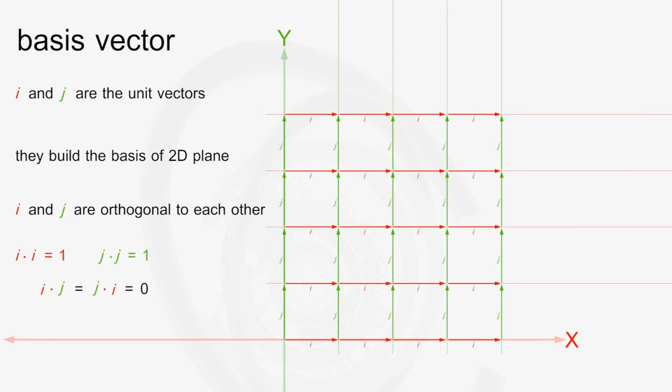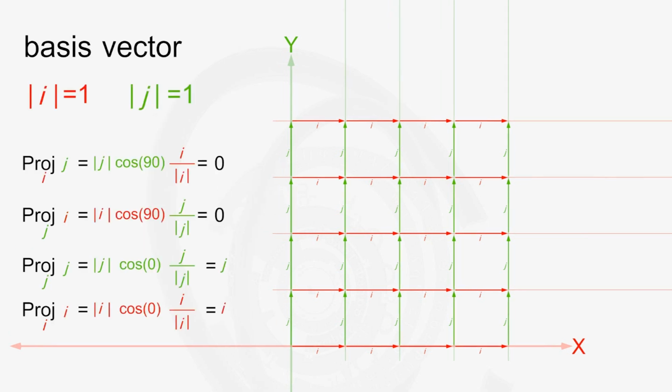And orthogonality will always ensure that i.j and j.i will always be 0. And also remember that the amplitudes of these unit vectors are 1. Based on the projection concept, we also conclude that projecting i onto j will be 0. And projecting one of these unit vectors onto itself will give the vector itself.